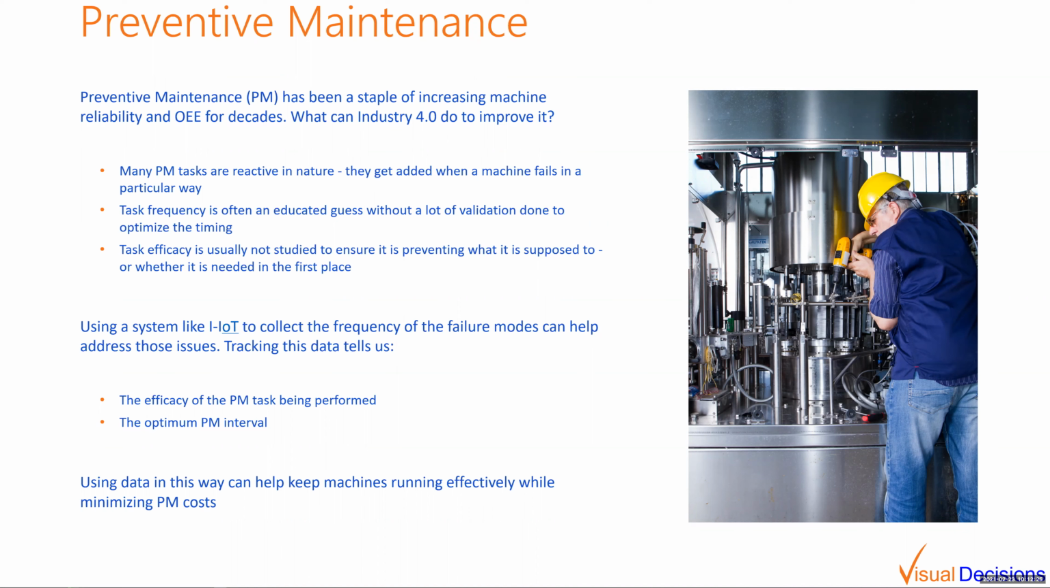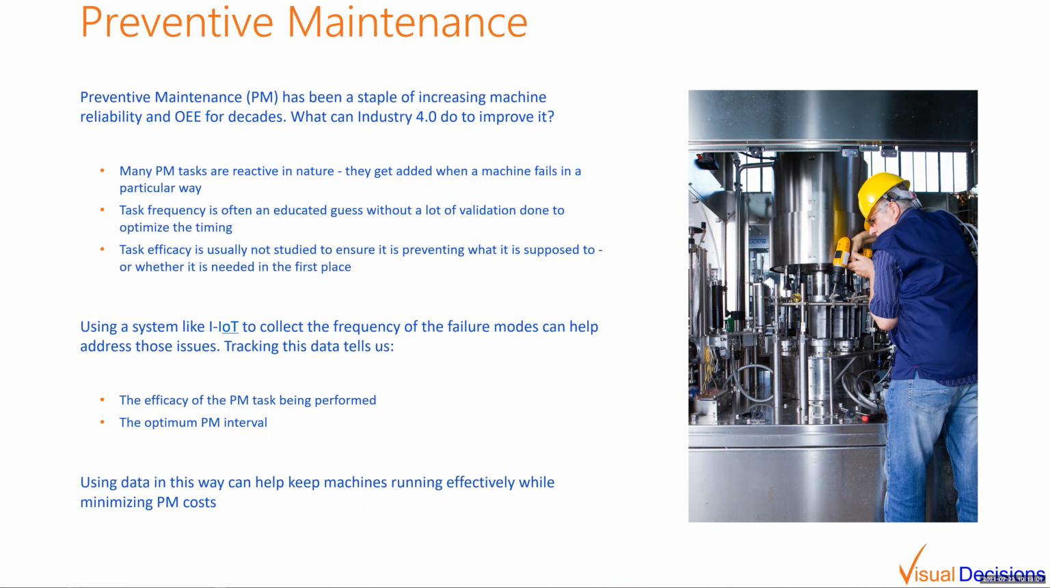We at Visual Decisions utilize a process to list out each PM activity and identify elements from the machine for each task. The key for PM is looking at the frequency of the different failure modes. Tracking that data can tell us how effective the PM tasks being performed are. If we still see those failures even though we have the PMs in place, we understand we need to do something either more frequently or do something different.